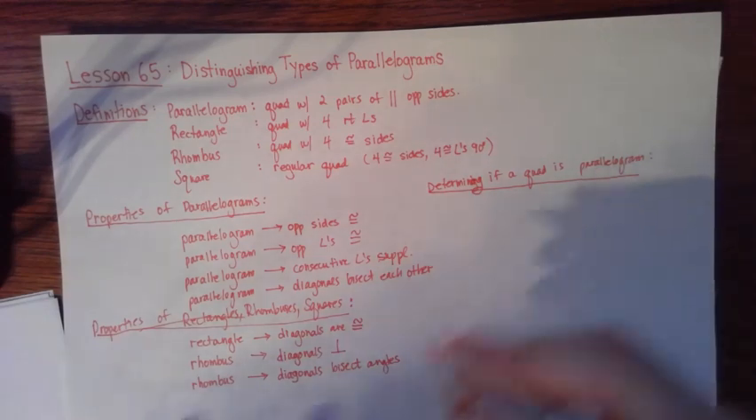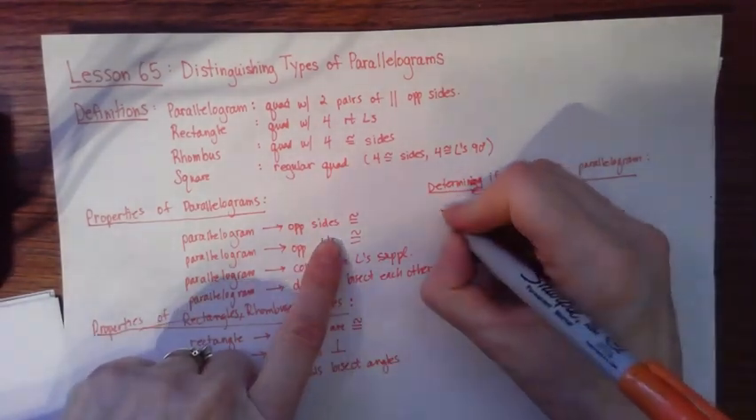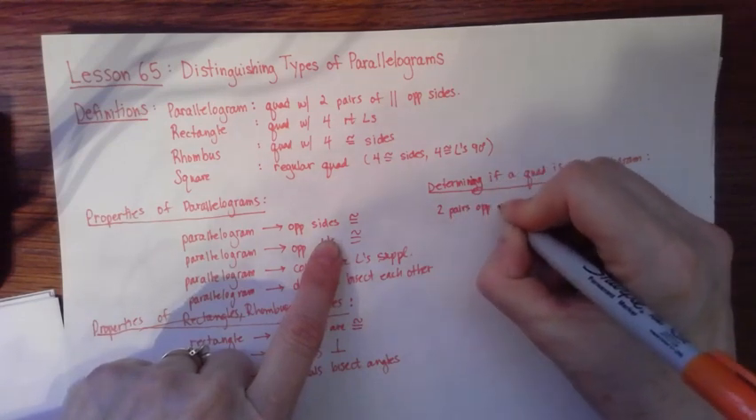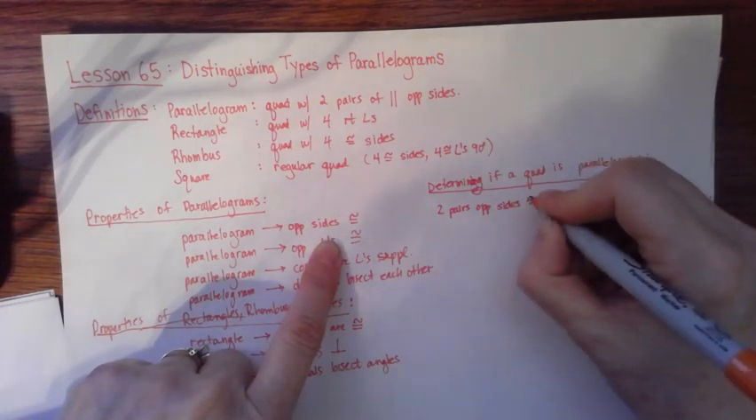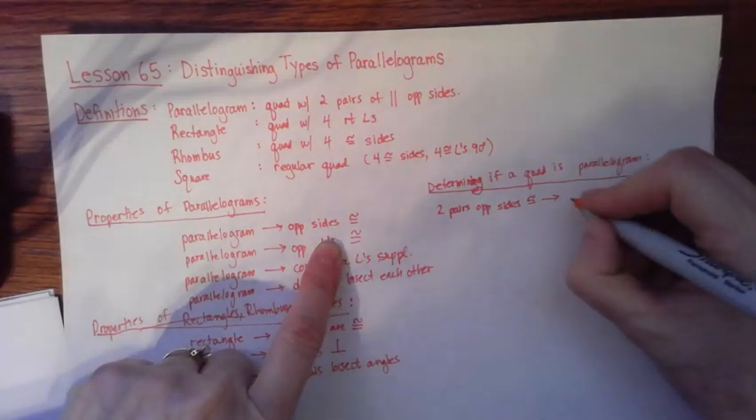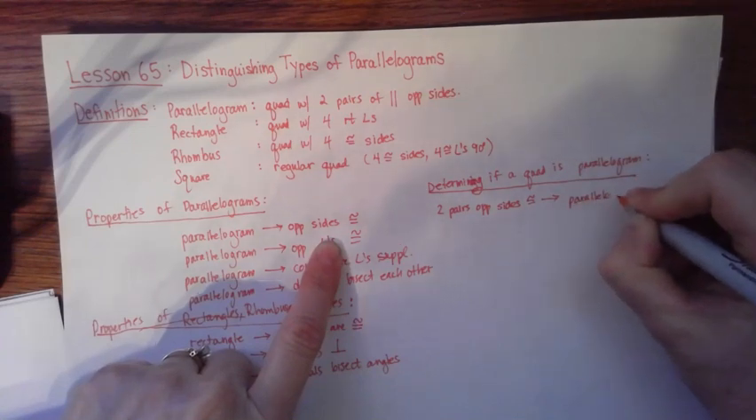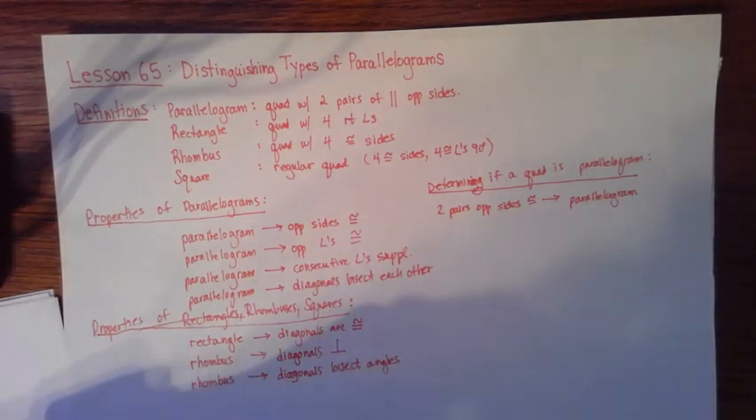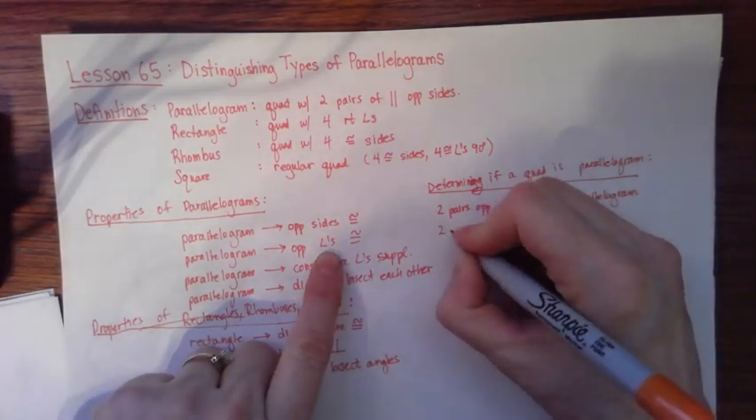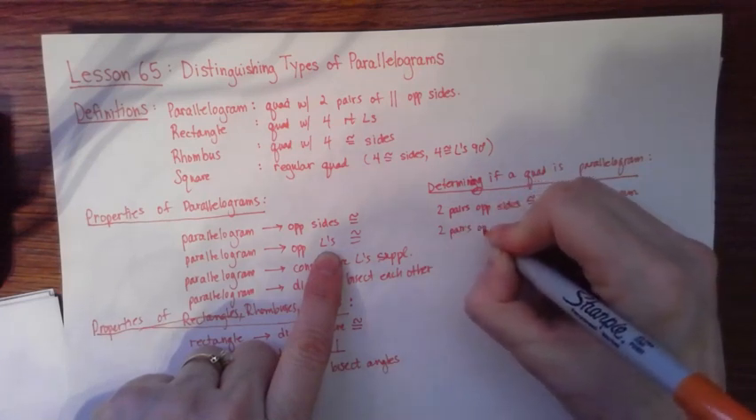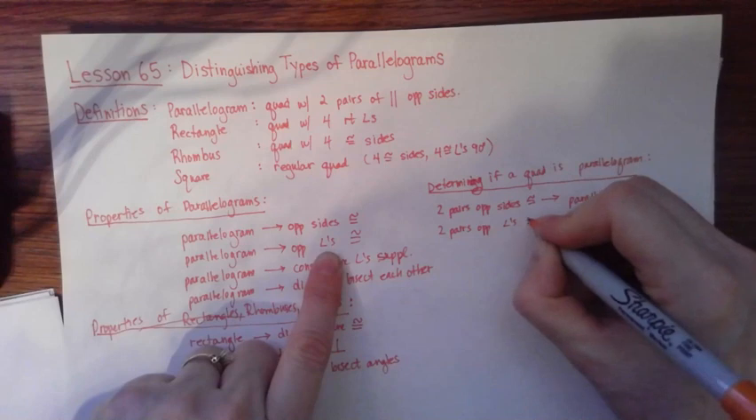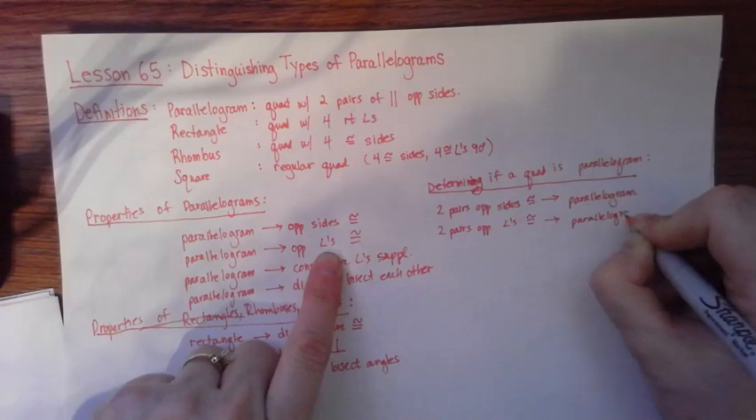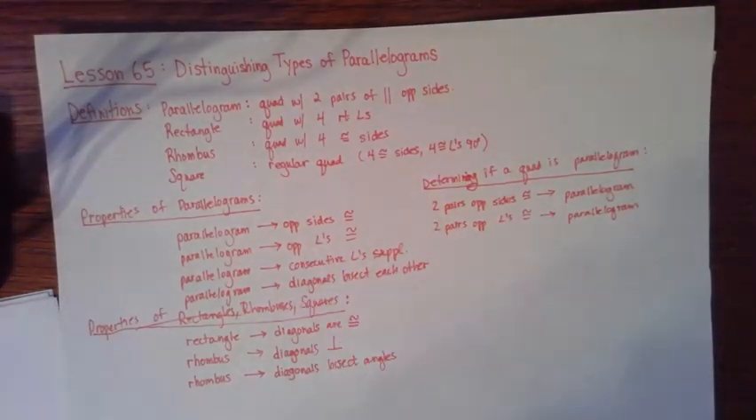So we know, all right, if we have two pairs of opposite sides that are congruent, well, then we're going to get that it's a parallelogram. Okay, so it's the converse of this one. If we have two pairs of opposite angles that are congruent, then we'll know it's a parallelogram. That's the converse of this one.